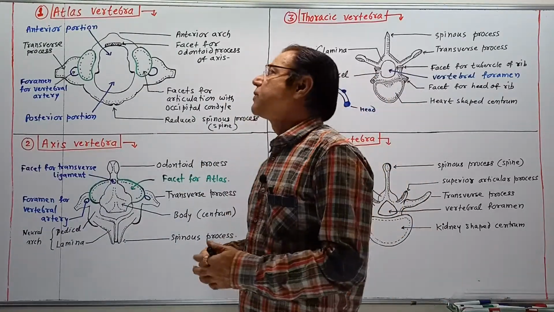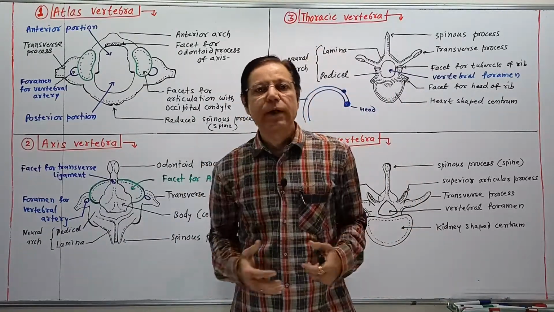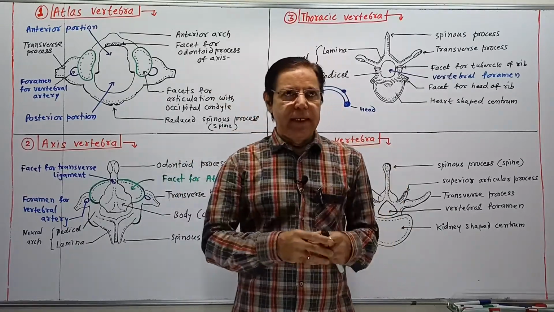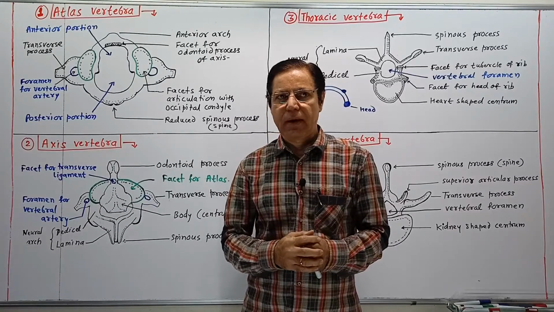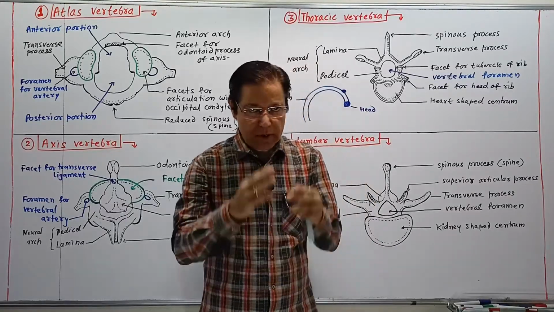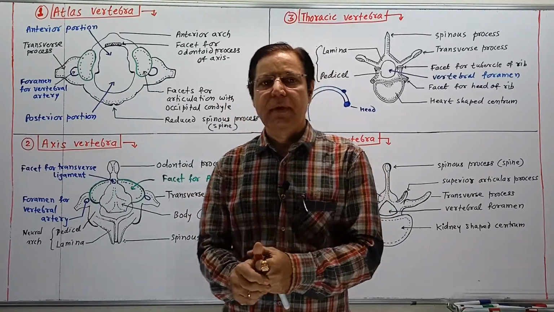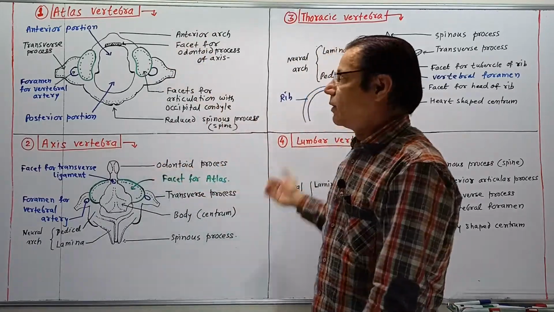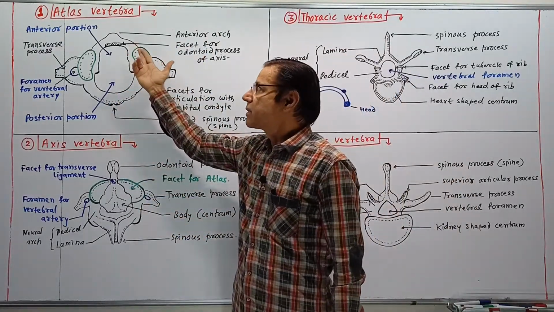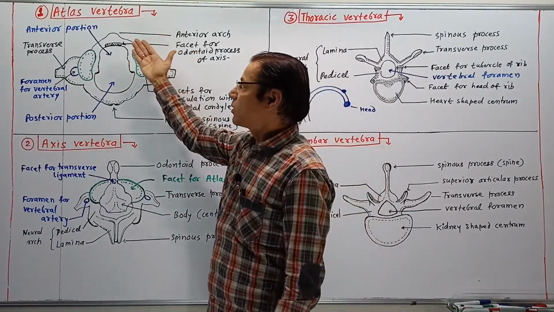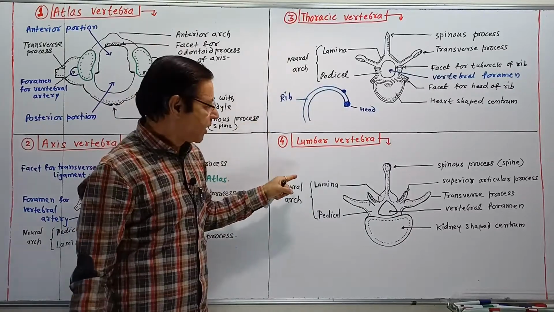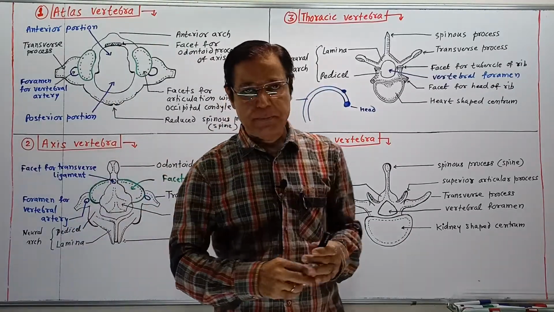Friends, today we will study about the vertebrae. Vertebra is an irregular structure arranged one above the other so as to form a vertebral column. Today we will study about four types of vertebrae: atlas vertebra, axis vertebra, then thoracic vertebra, and last lumbar vertebra.